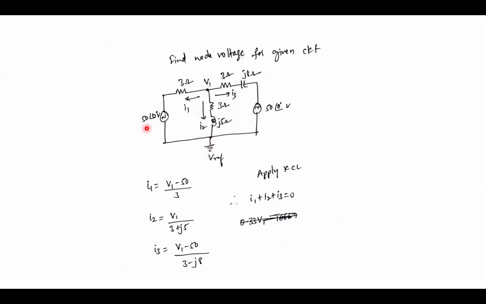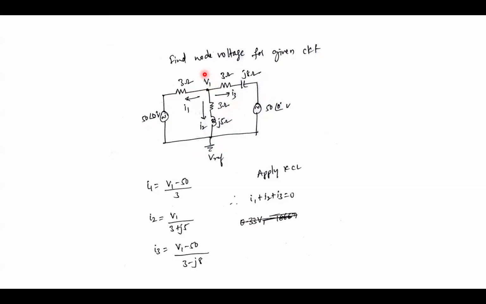And 50 at an angle of 0 degree voltage supply it is having on the left hand side, 50 at an angle of 0 degree voltage supply on the right hand side, 3 ohm, 3 ohm and J5 ohm. They are asking to find a node voltage for the given circuit. There is only one node voltage. I am marking that as V1.